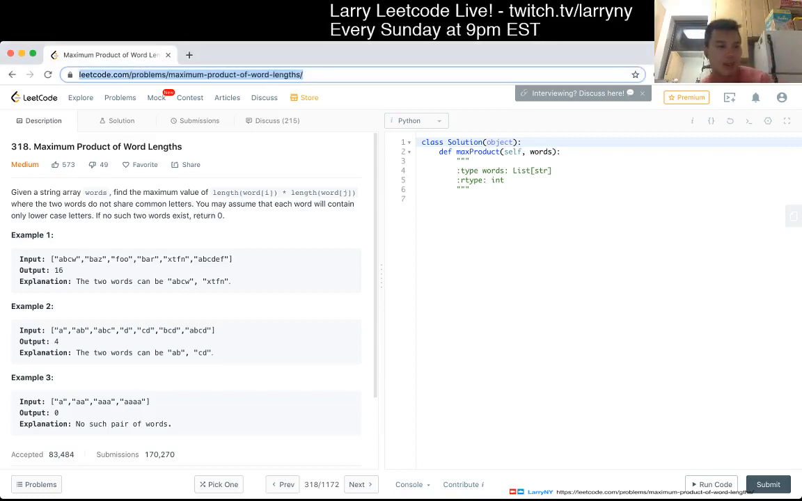Okay, 318, maximum product of word lengths. Given a string array words, find the maximum value of length of word[i] times length of word[j], where the two words do not share common letters. You may assume each word will contain only lowercase letters. If no such words exist, return 0.